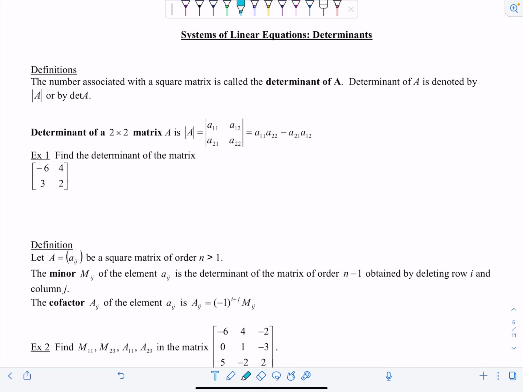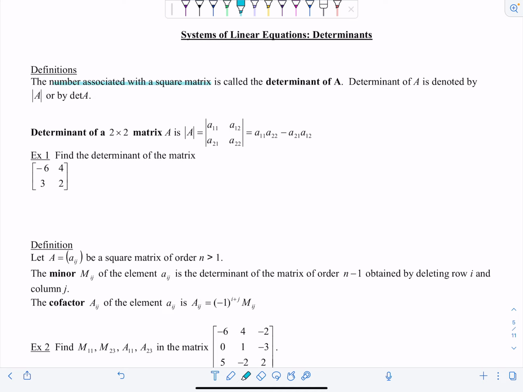In this video, we're going to look at determinants, how to find the determinant of a matrix, and how to solve systems of linear equations using Cramer's rule. So what is a determinant, you might be wondering? Well, the definition tells us that the determinant is just a number that's associated with a square matrix.